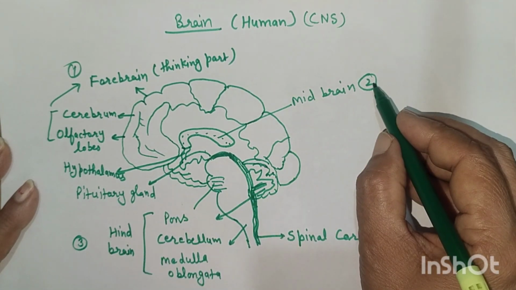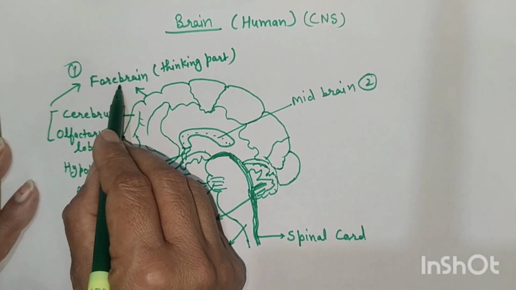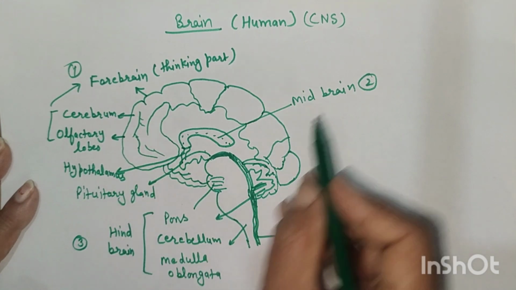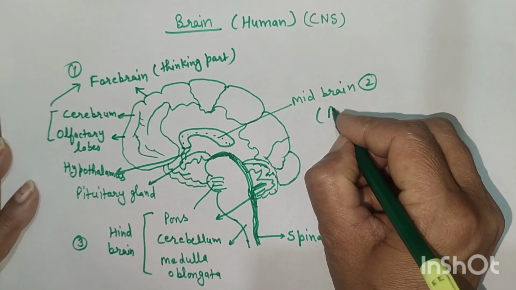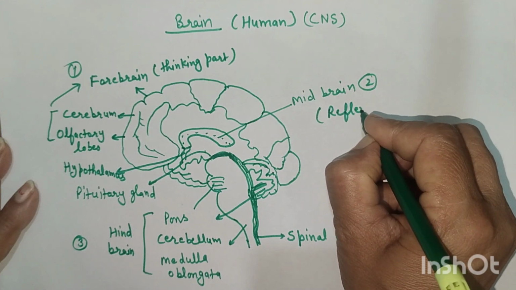Now, midbrain. Midbrain connects the forebrain and the hindbrain. It shows the connection, and it controls the reflex movement.